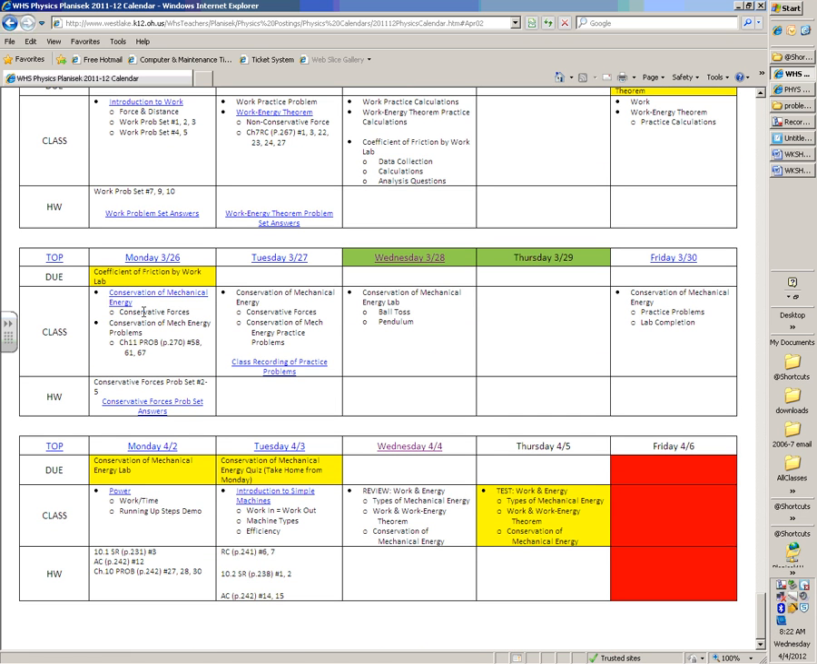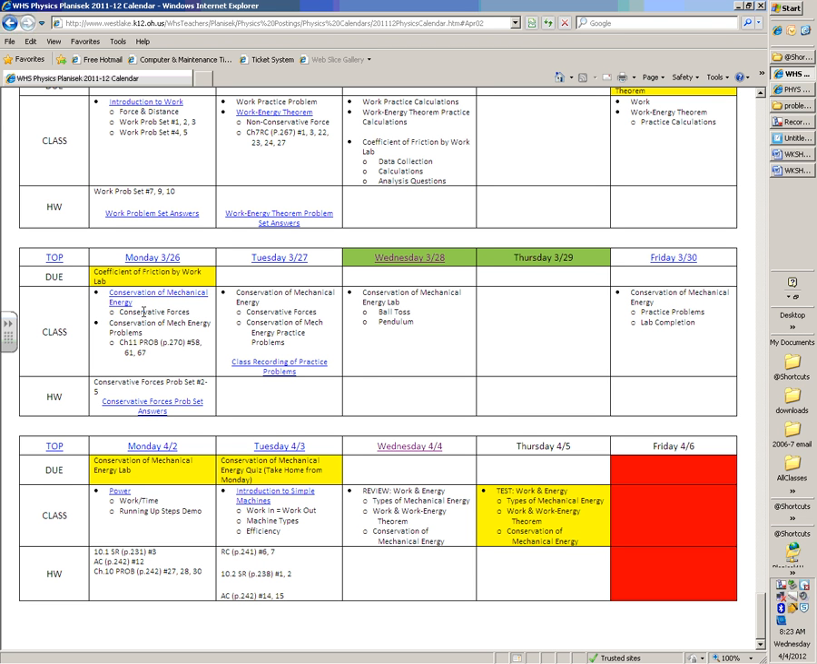Then, last week, we talked about conservation of mechanical energy. Whereas all those other forces we describe as non-conservative forces, gravity and spring forces we describe as conservative forces. Conservative forces will not change the amount of mechanical energy something has. It will convert one form of mechanical energy to another, right? When something falls, it loses potential energy but gains kinetic energy.